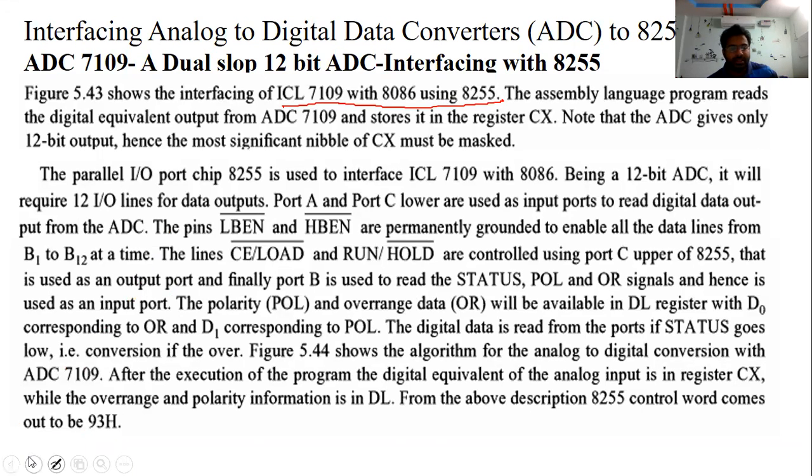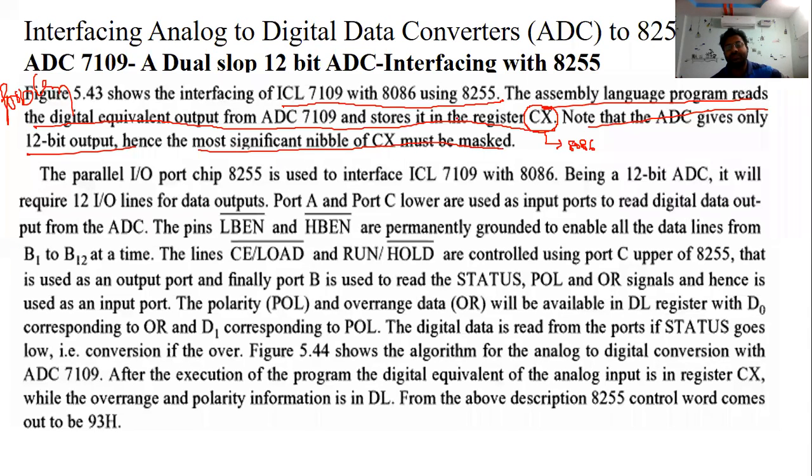Okay, now see this. They can ask this question: write the assembly language program. This is the problem. Interface ICL 7109 with 8086 using 8255. Write the assembly language program to read the digital equivalent data from the ADC 7109 and store it into the register CX, where CX is available in the 8086 microprocessor. Note that the ADC gives only a 12-bit output, so the most significant nibble must be masked. This is the problem they can give.